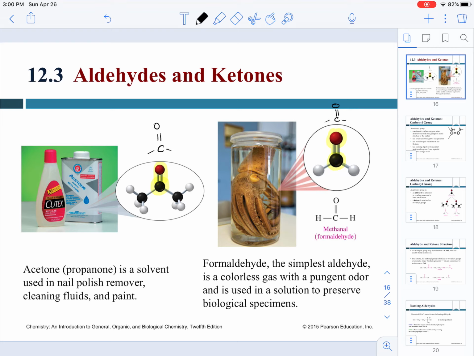Aldehydes and ketones are more common than what we think. For example, in this slide, we have examples of aldehydes and ketones. Acetone, to the left of the slide, is a molecule also known as propanone. It is utilized as a solvent and is present in nail polish remover, cleaning fluids, and paint. Formaldehyde is the simplest aldehyde that is out there. For those of you that have taken anatomy, you have this pungent odor in lab, and it is because of the formaldehyde. Formaldehyde is a solution that is used to preserve biological specimens.